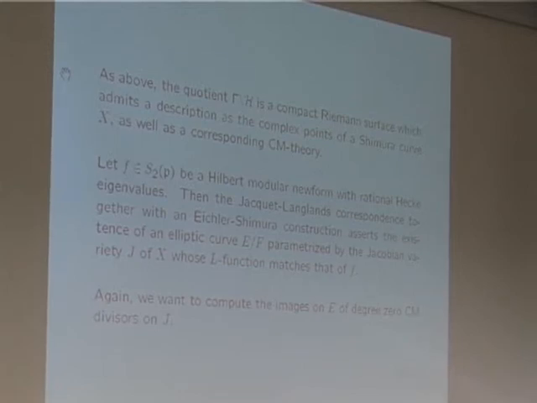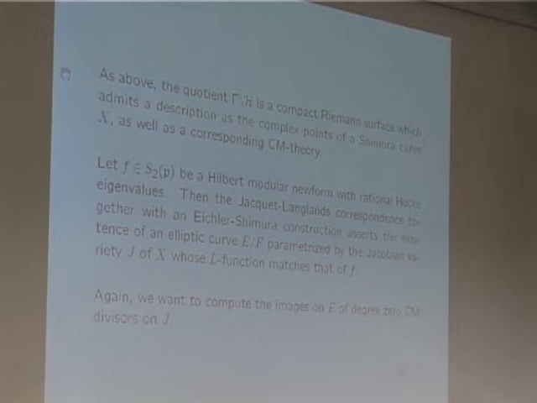Then in this case, an appropriate version of the Jacquet-Langlands correspondence and an appropriate version of the Eichler-Shimura construction assert the existence of an elliptic curve E over the real quadratic field F parameterized by the Jacobian variety J of this Shimura curve X, corresponding to this order in a real quadratic field. And moreover, what we want, of course, is the elliptic curve's L-function to match the Hilbert modular form's L-function. And this, in fact, happens.